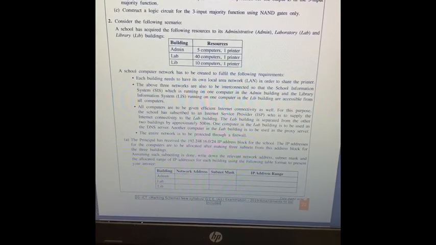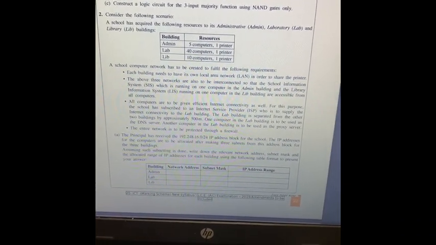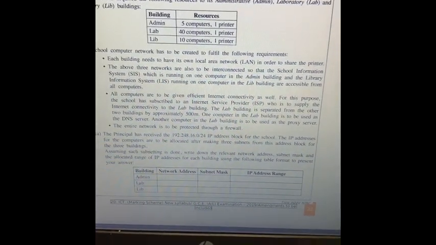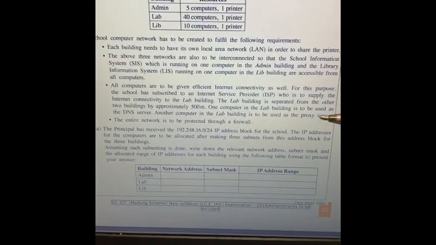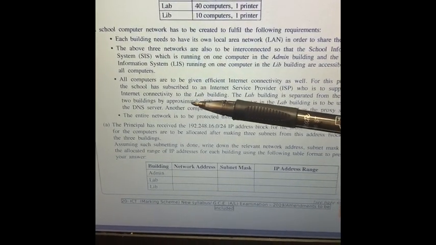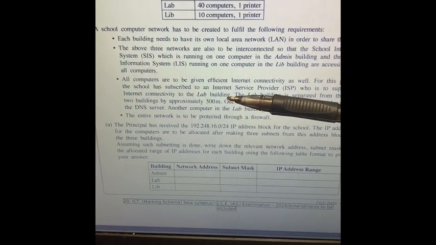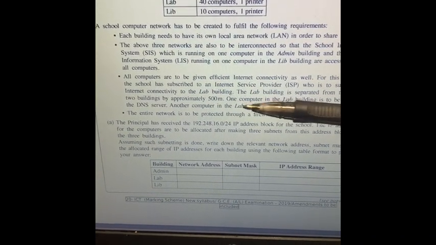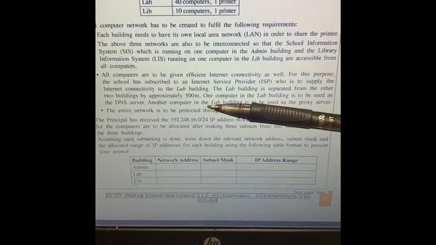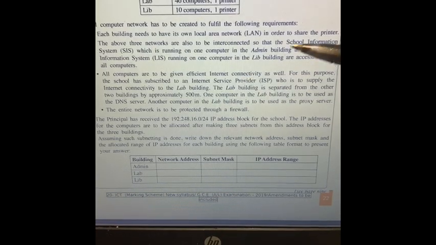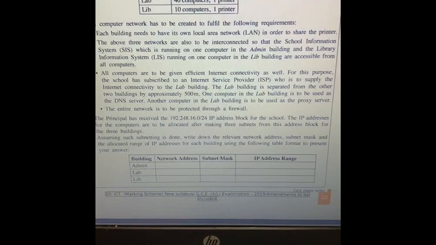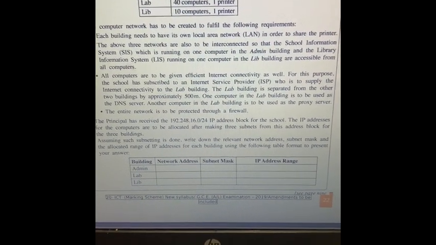For this purpose, the school has subscribed to an internet service provider, ISP, who is to supply the internet connectivity to the lab building. So that part is really important. The lab building is separated from the other two buildings by approximately 500 meters. That is also important because when designing a network, you have to write what cables you use as well.